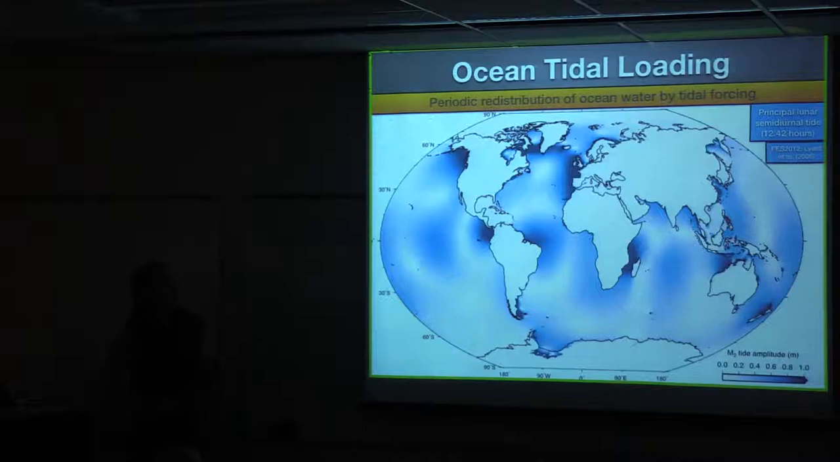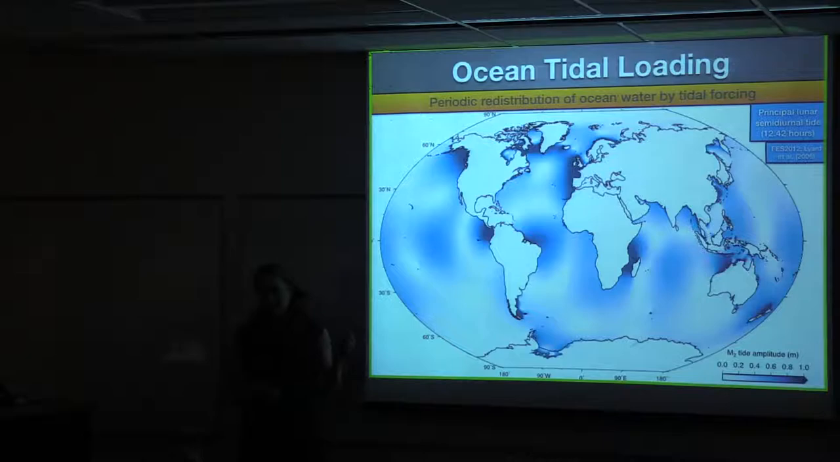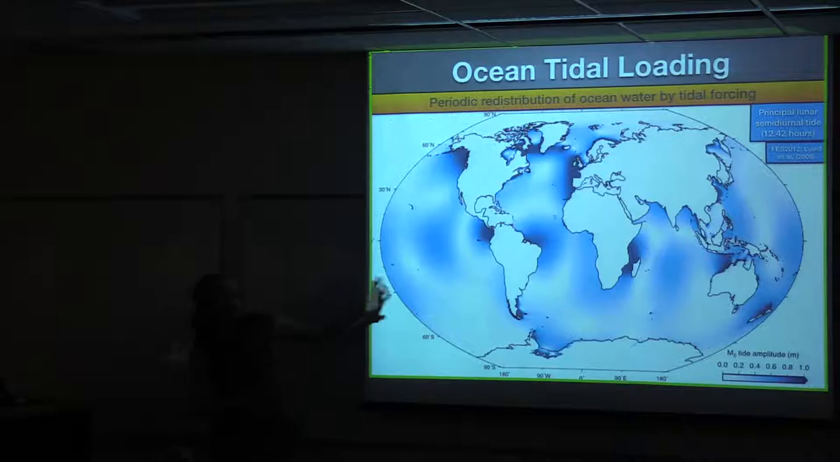So one of the most prominent types of surface mass loading comes from the periodic redistribution of ocean water due to tidal forcing. This is a process known as ocean tidal loading. Here I'm showing a map. This is the global distribution of the M2 tide, which is a principal lunar semidiurnal tide. It has a period of 12.42 hours. So this is a single harmonic, so it repeats every 12.42 hours.